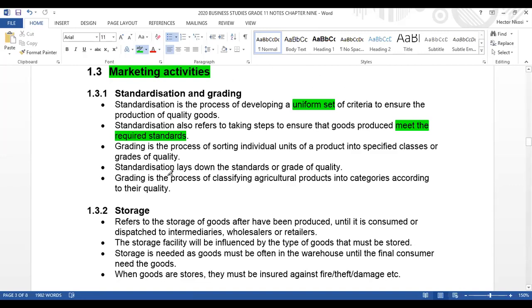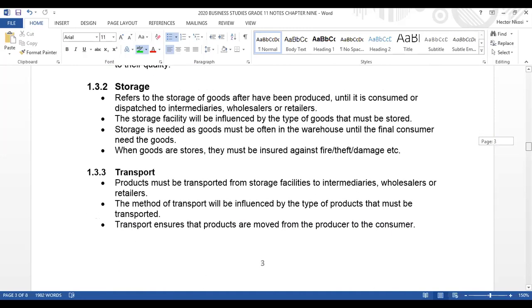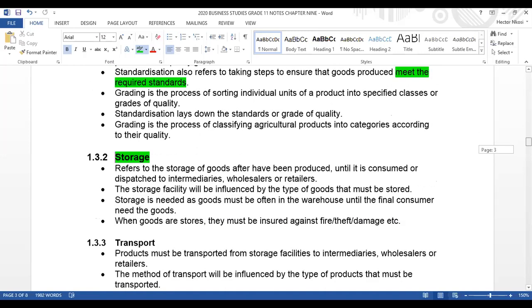Okay, also here it says to you, grading is the process of classifying agricultural products into categories according to their quality, right? Now, when we look at storage, remember this, all of this is under what? All of this is under marketing activities.